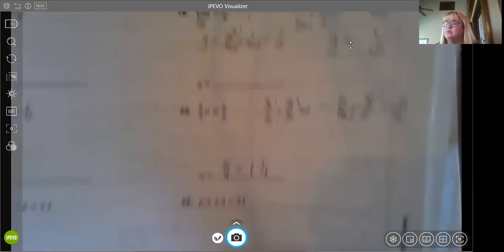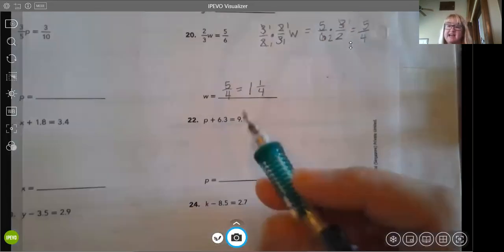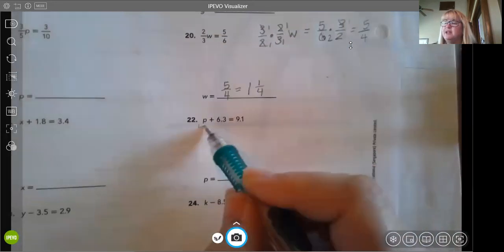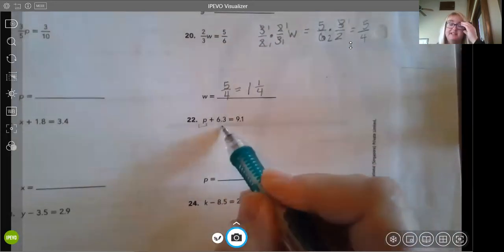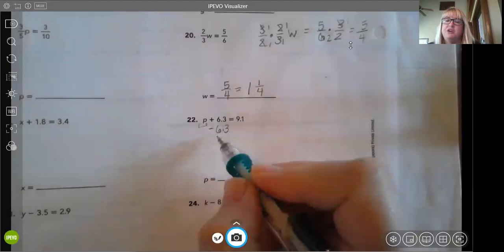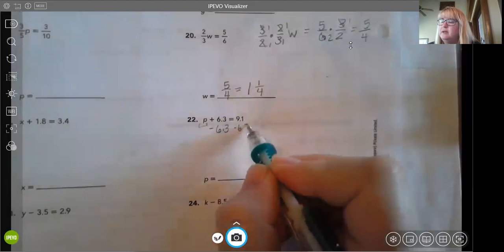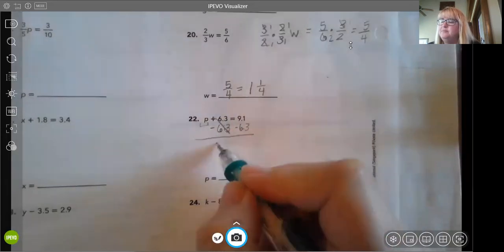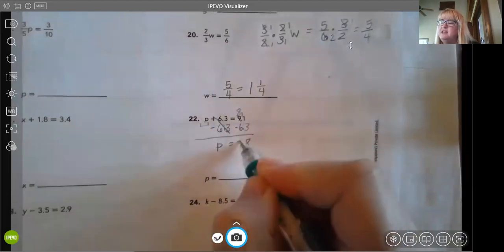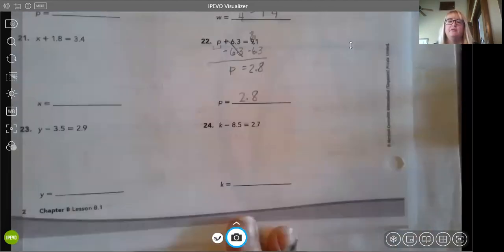All right, let's look at 23. Now, instead of working with fractions, we've got decimals, but it works the exact same way. We need to get P by itself. It's got a plus 6.3 with it. The opposite of plus 6.3 is minus 6.3. But if I subtract 6.3 on the left, I have to do the same thing on the right. That cancels out, leaving P. I have to borrow. So P equals 2.8.